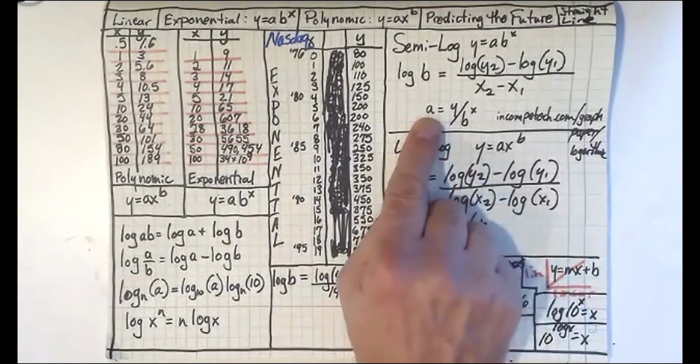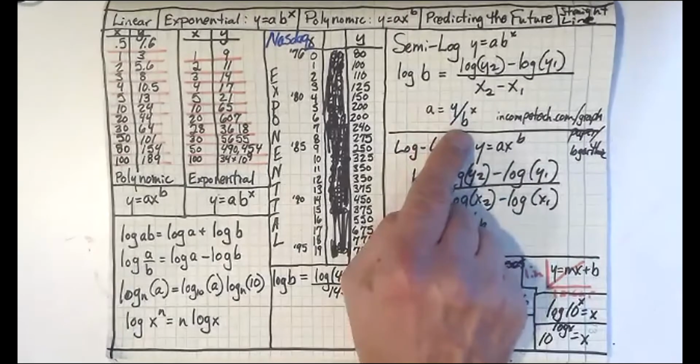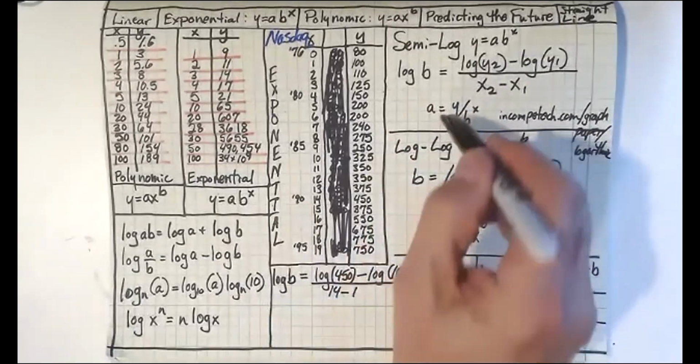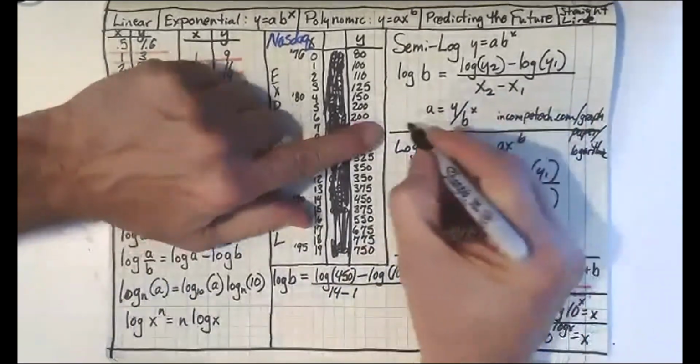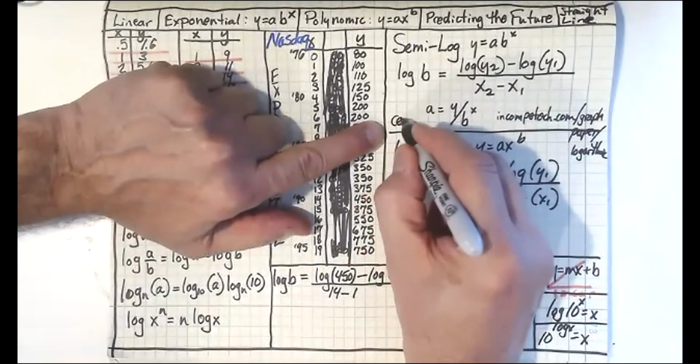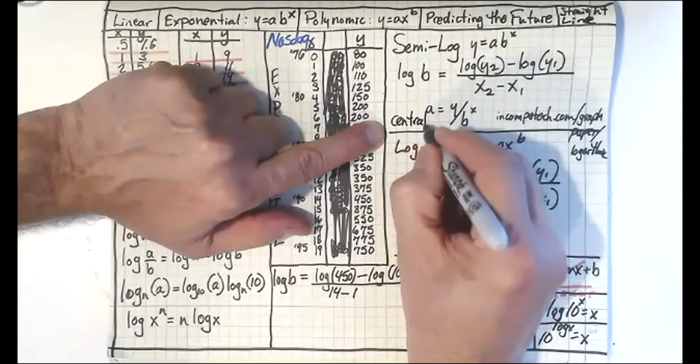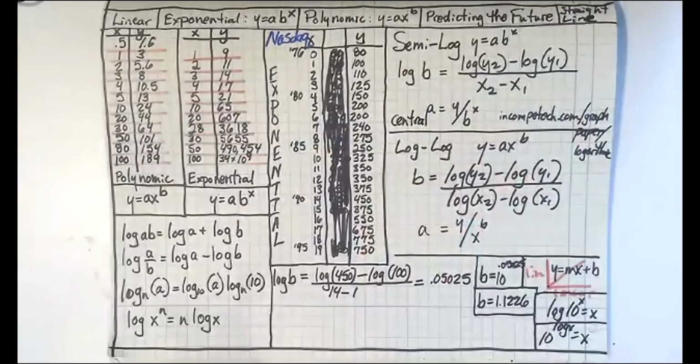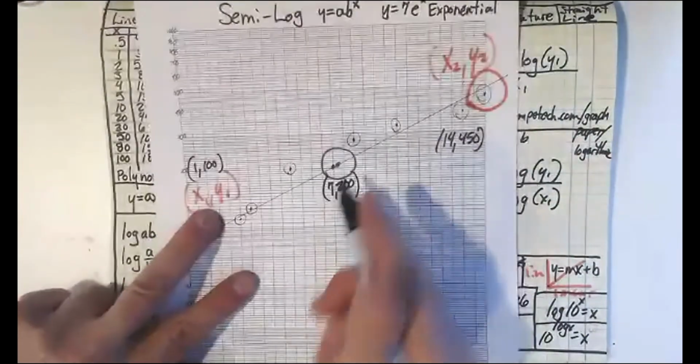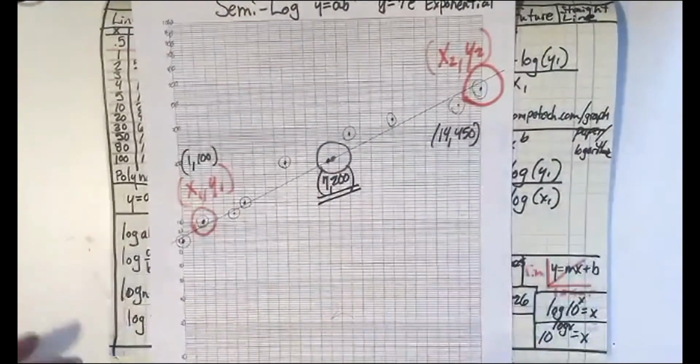Well, you can see that we can find a by just taking y divided by b to the x, and I'm going to take the central. So what you want to do is use the central thing for that. And of course, when I look at my central thing, I see that it's 7, 200.